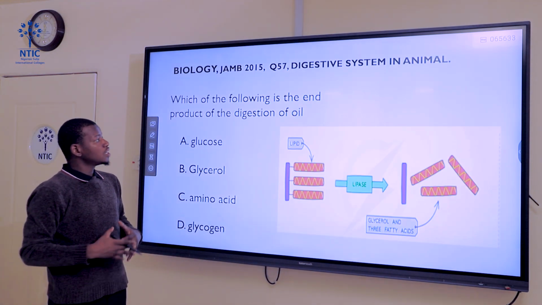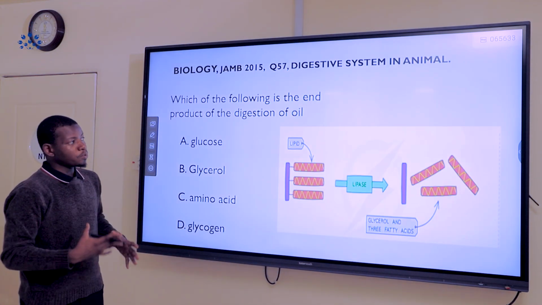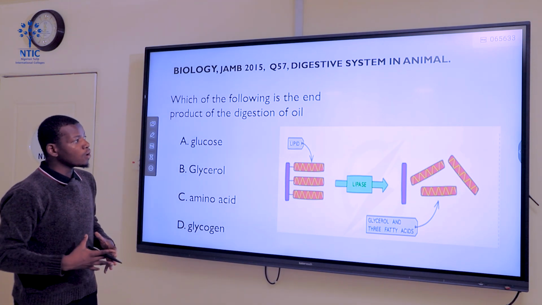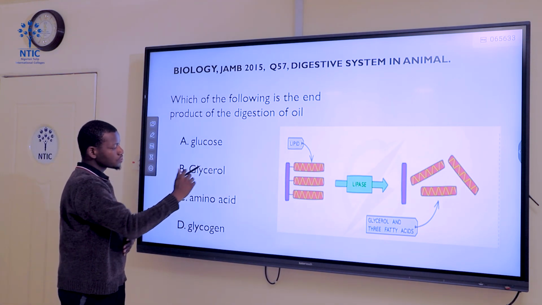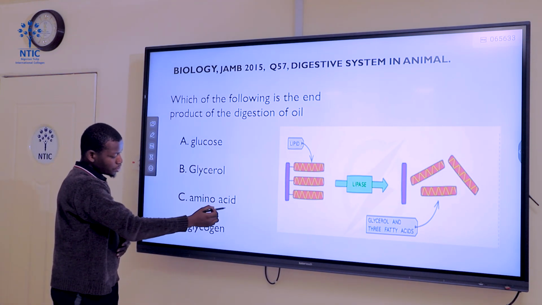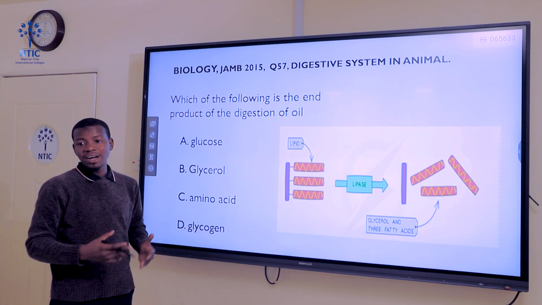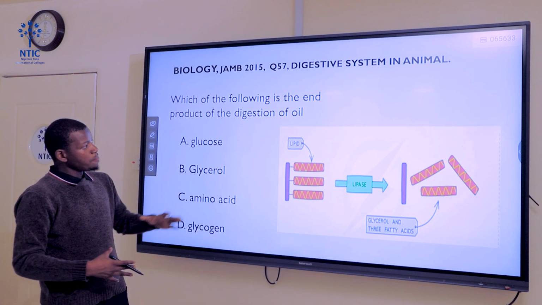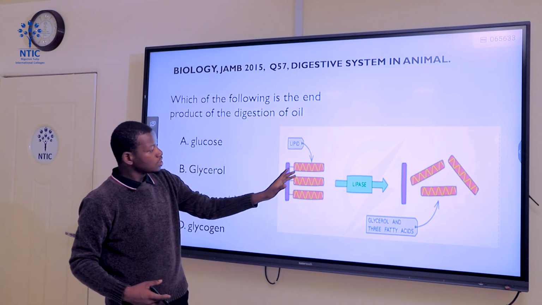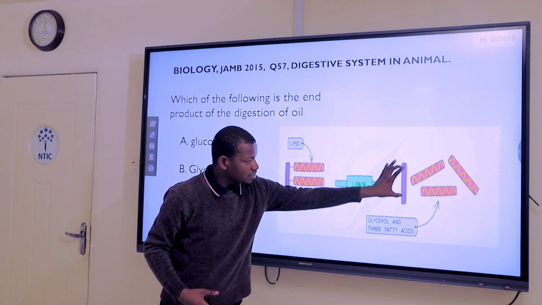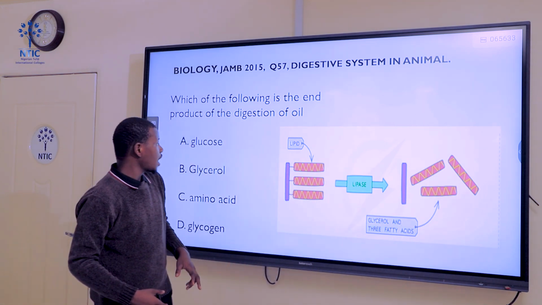Question 57. Which of the following is the end product of digestion of oil? A. Glucose, B. Glycerol, C. Amino acid, and D. Glycogen. Now, oil is made up of fatty acid and glycerol. So the end product of digestion of oil should give rise to the glycerol and the fatty acid.